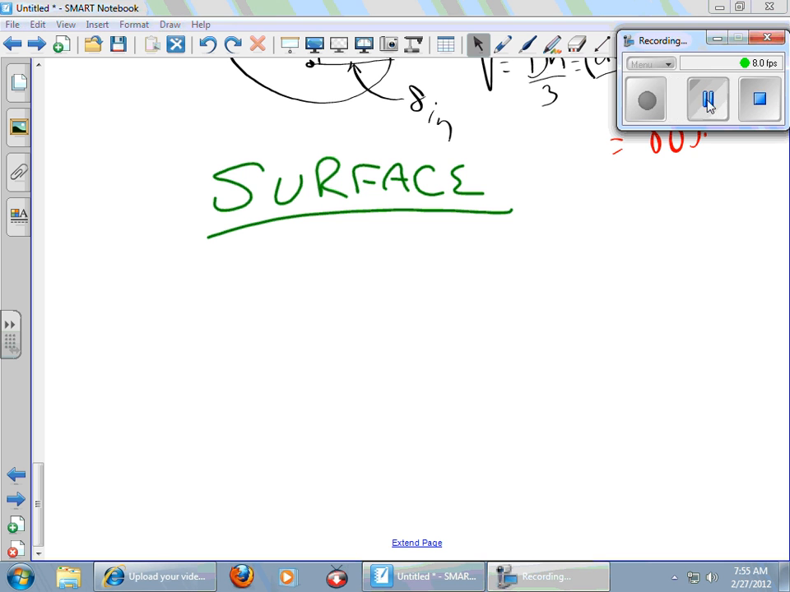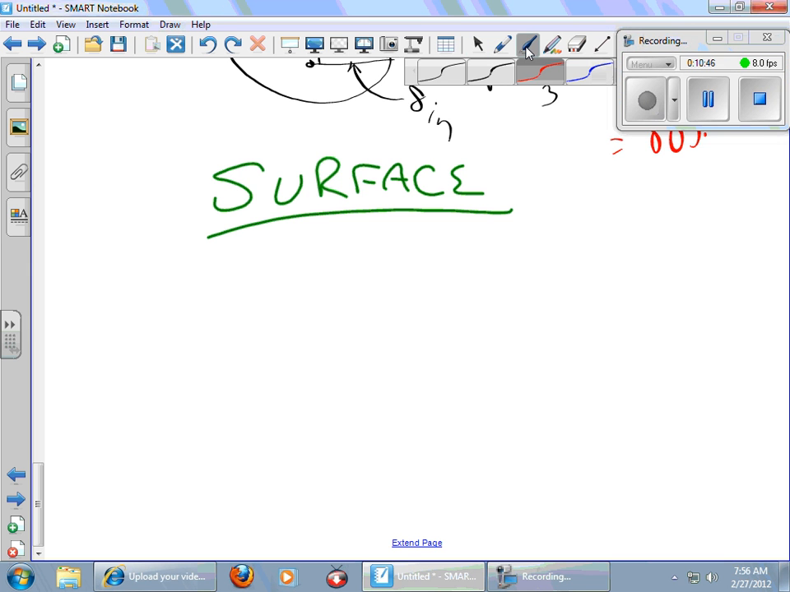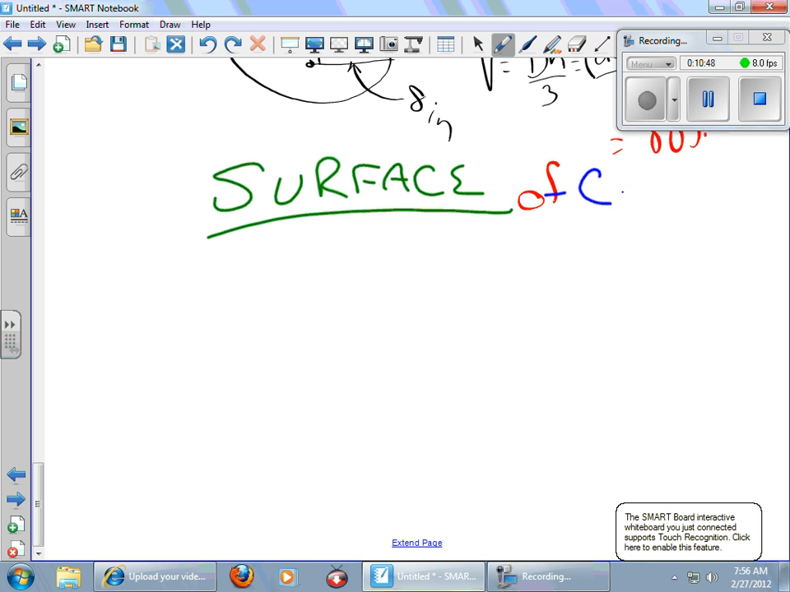Hold on one second. In the surface area of a cone, this is for cones. Oh no, I'm having computer trouble. That's cool how we're changing color.